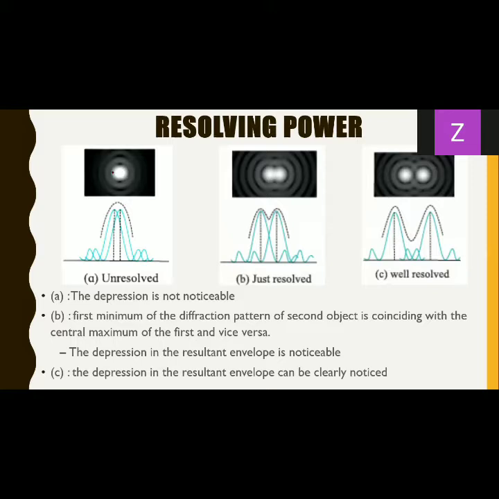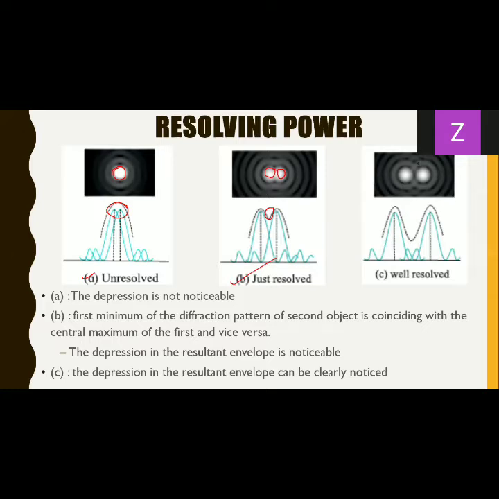But obviously, we know that there are two objects, but from this diffraction pattern we are not able to see whether it is one object or two objects. You can see that the maxima are very closely spaced. So this is unresolved. Just resolved. Now here you are able to identify that this is not one object, but these are two objects. You can see that they have just started separating. They just started resolving. We call it just resolved, just about to be separated, the starting point.